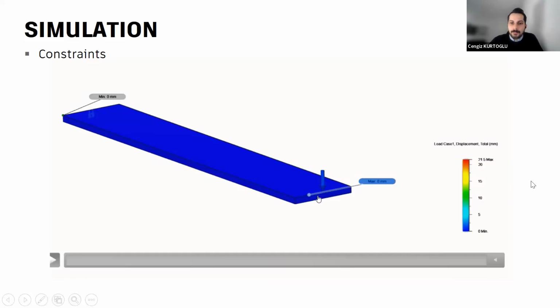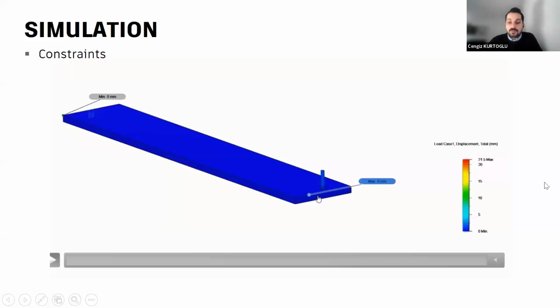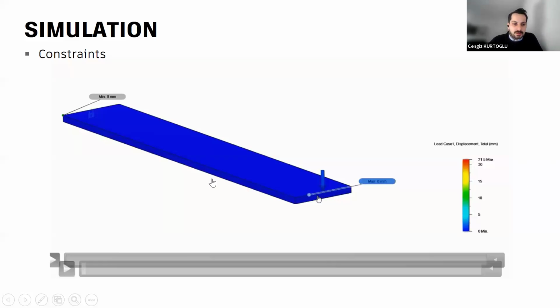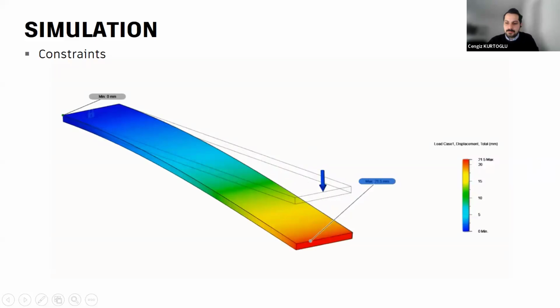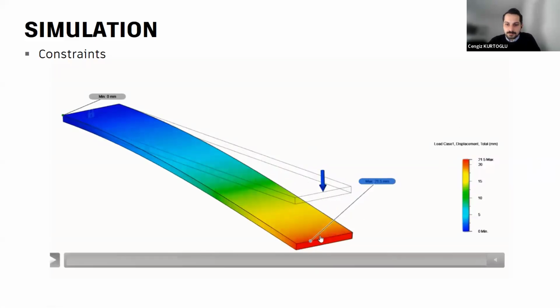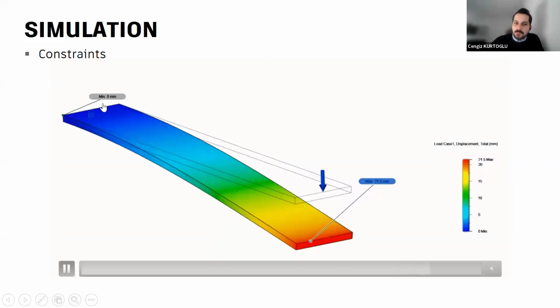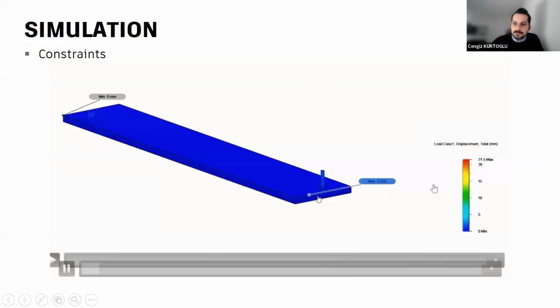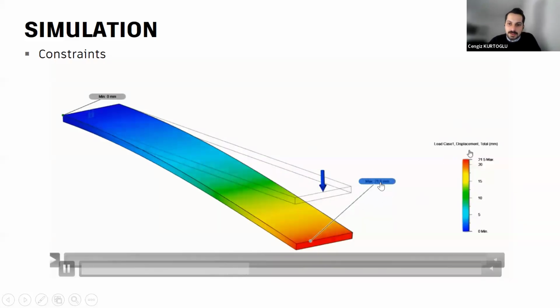But the logic of the simulation is always the same. If there is a constraint here and a load here, the results will be, for the linear parts, something like this, displacement results. And there is a probe to show the minimum value and maximum value for the displacement, in millimeters.